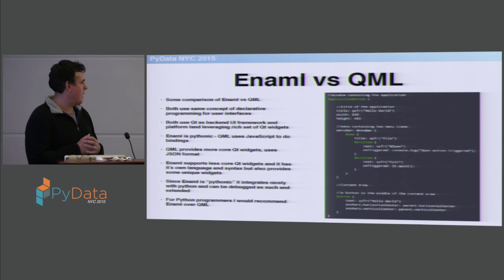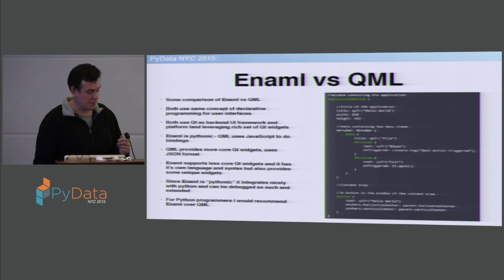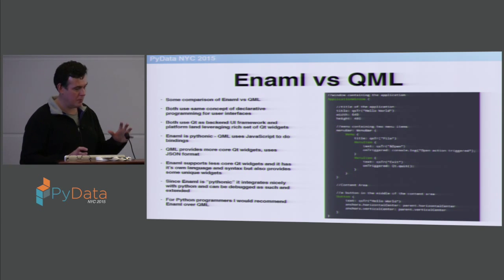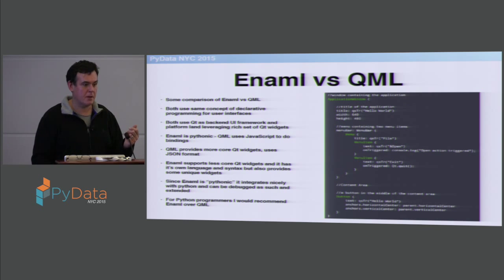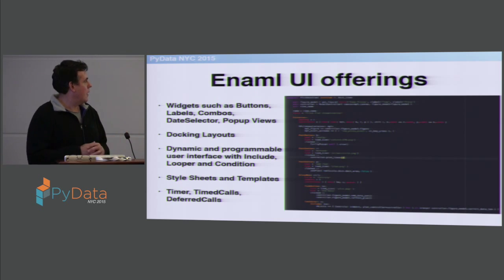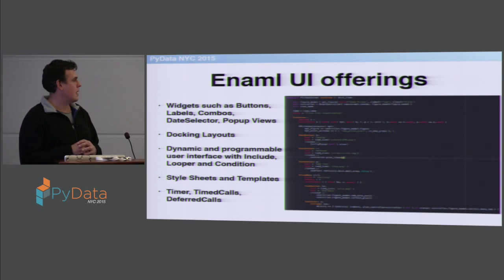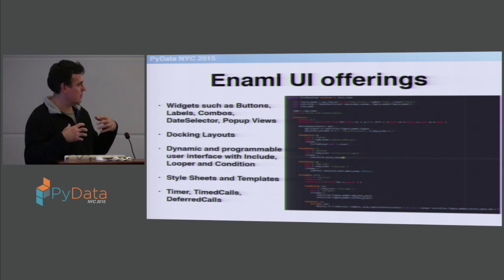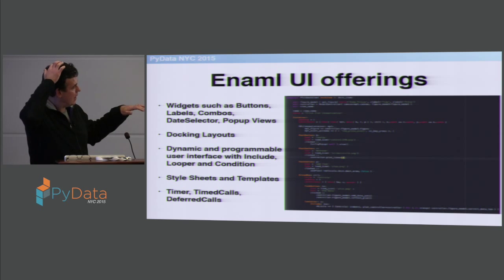But as a programmer, as a Python developer, you really want to stick with Enaml. It's very easy. It's declarative like QML, but it's Pythonic, so you can put a breakpoint. I can actually show that in a second. Enaml offerings: if you Google the Enaml website, you find some documentation there. There's a whole bunch of widgets that they support out of the box from Qt. The most important ones are labels, combo boxes, date selectors, pop-up views, buttons, and stuff like that. One of the great things for creating visualizations and UIs is docking layouts, which I'm going to show later.